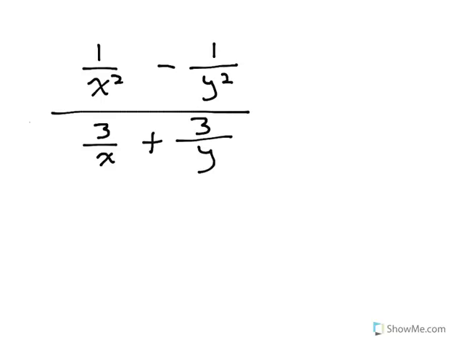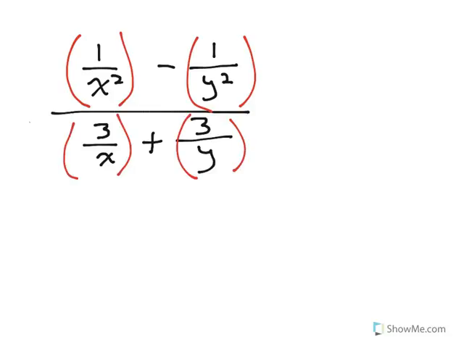Sometimes we have two fractions in our numerator and two fractions in the denominator. The easiest way to do this division is to first get rid of all the fractions by multiplying by the common denominator of all four fractions. The common denominator of all four fractions is x squared, y squared. So if we multiply every single term, both in the numerator and in the denominator, by x squared, y squared, we can reduce out the fractions.